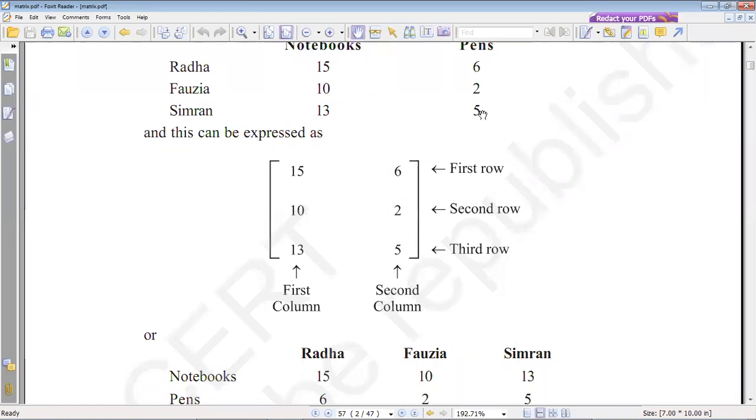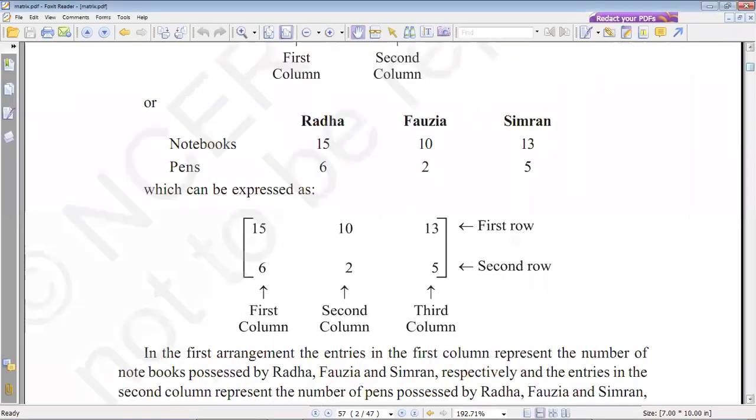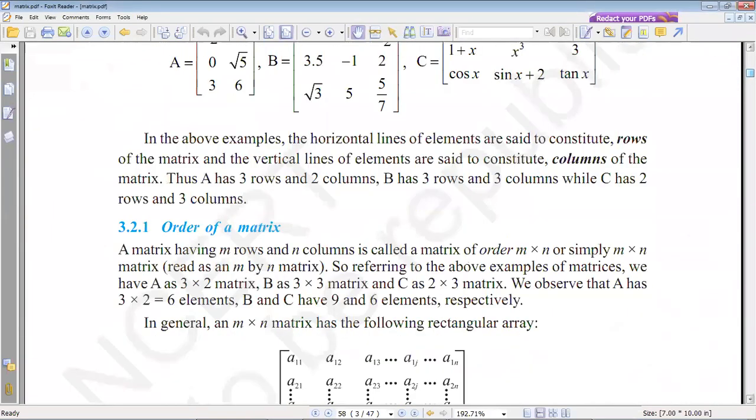See here, how many columns are there? 2 columns are there. And how many rows are there? 2 rows are there. Clear? So this is simply a matrix, an arrangement of elements. Now we get different types of matrix.